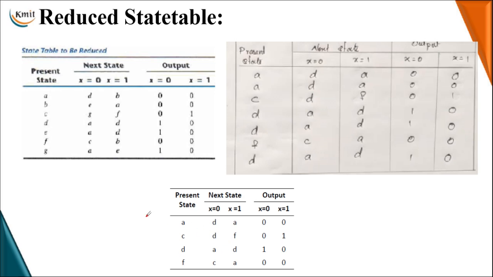With this we can obtain the reduced state table from its implication table as well as the maximal covering diagram. With this we can reduce the complexity of the design part of asynchronous sequential circuits.